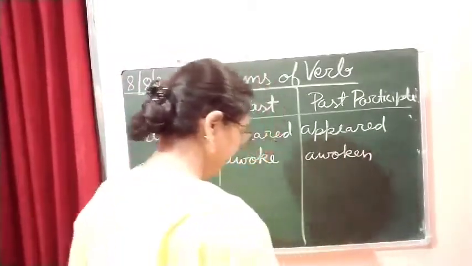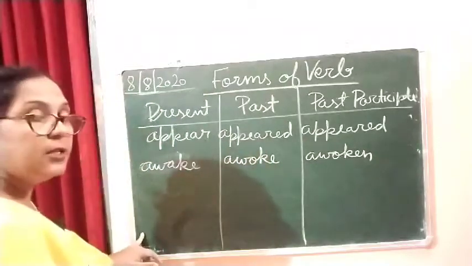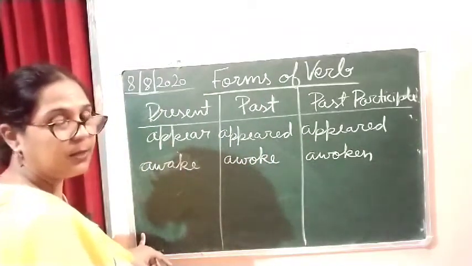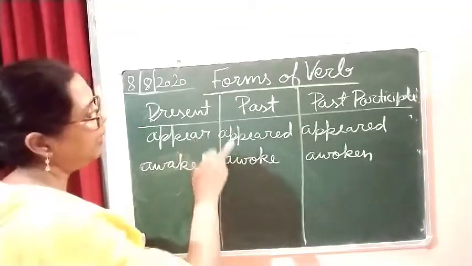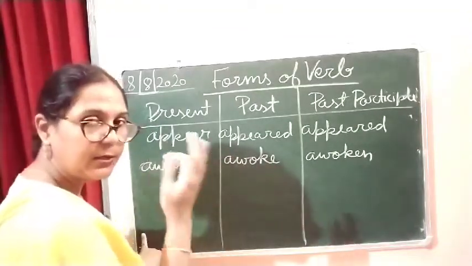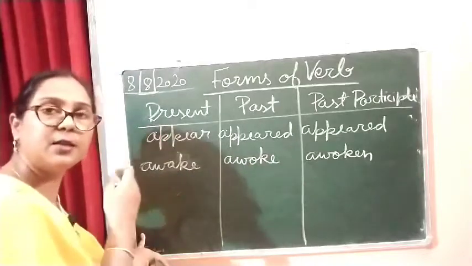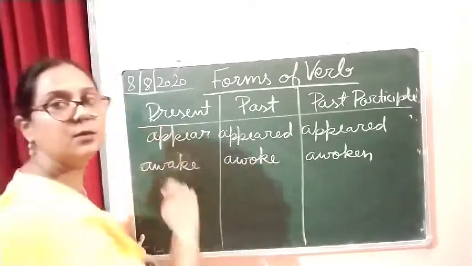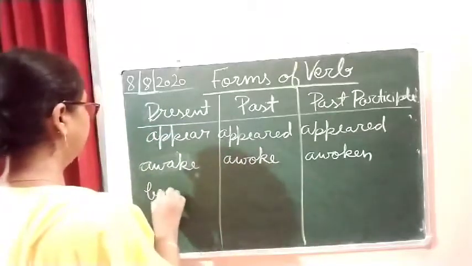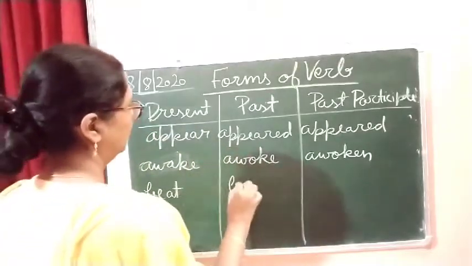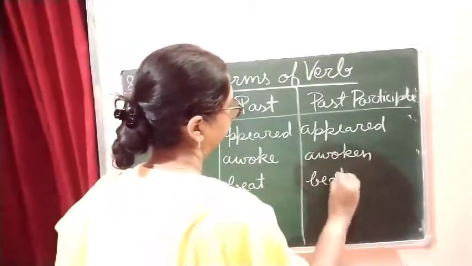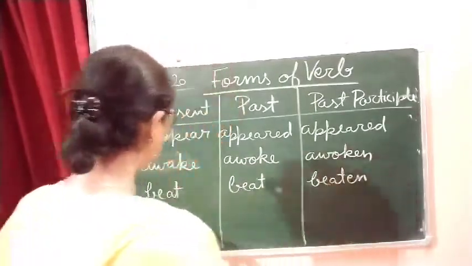Now next word is beat, bet, beaten. The spelling will remain the same in past tense, but the pronunciation will be changed in past tense. It will become bet. Beat, bet, beaten.